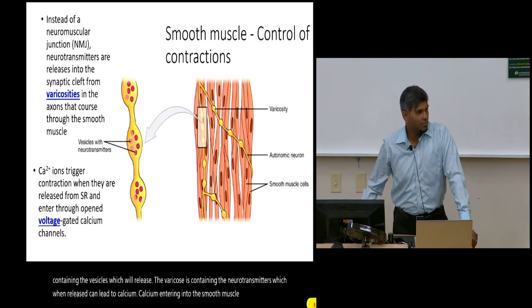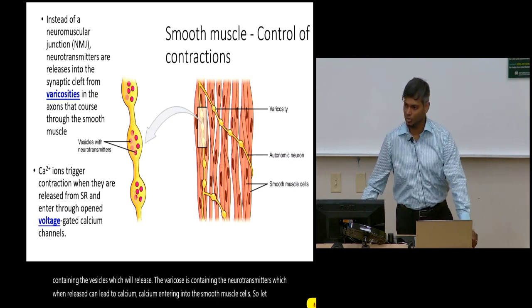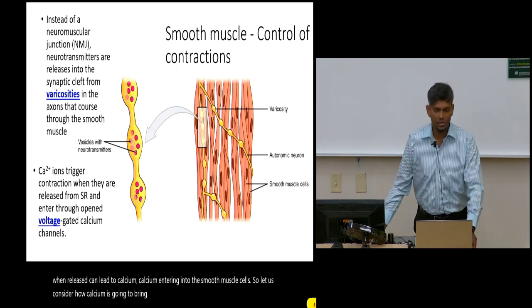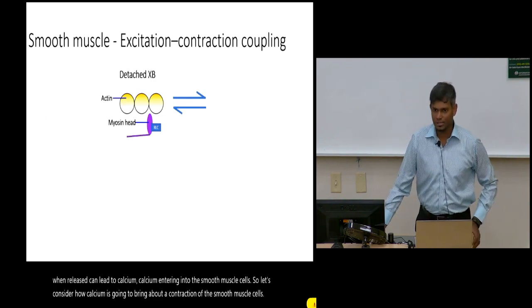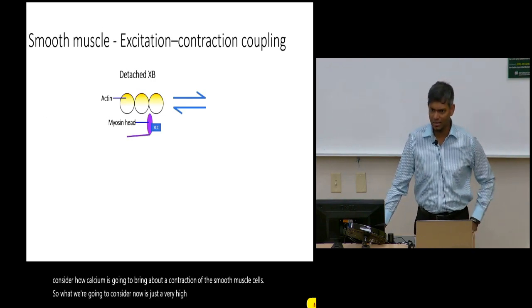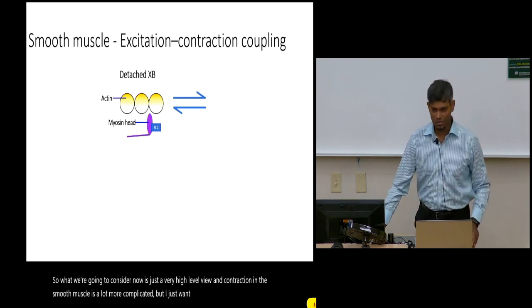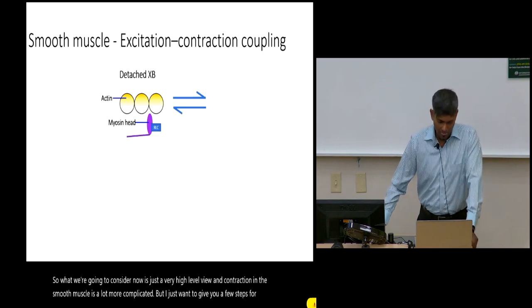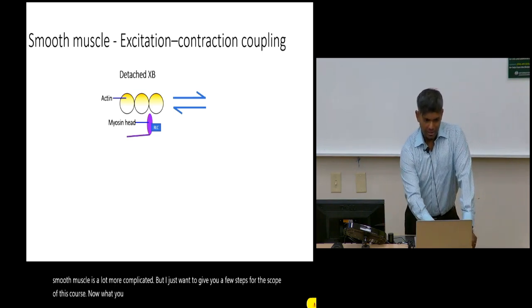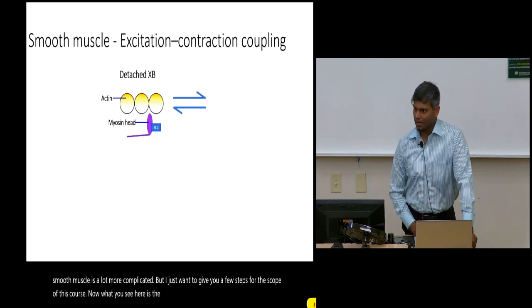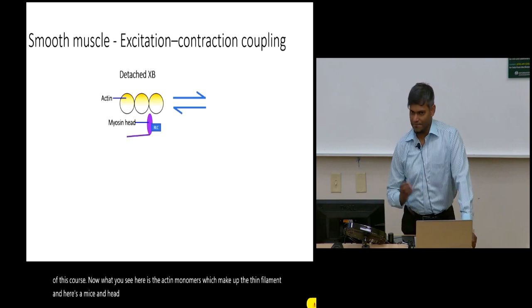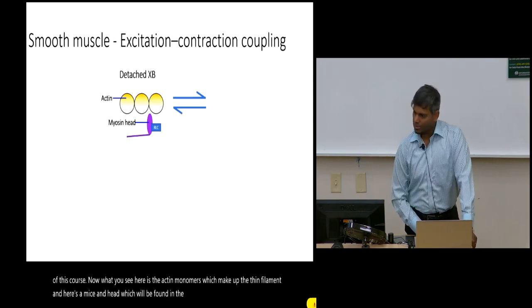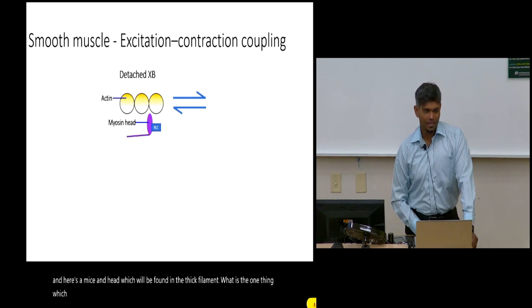All right, so let's consider how calcium is going to bring about a contraction of the smooth muscle cells. So what we're going to consider now is just a very high level view, and contraction in the smooth muscle is a lot more complicated, but I just want to give you a few steps, right, for the scope of this course. Now what you see here is the actin monomers which make up the thin filament, right, and here is a myosin head which will be found in the thick filament. What is the one thing which is missing in the thin filament?